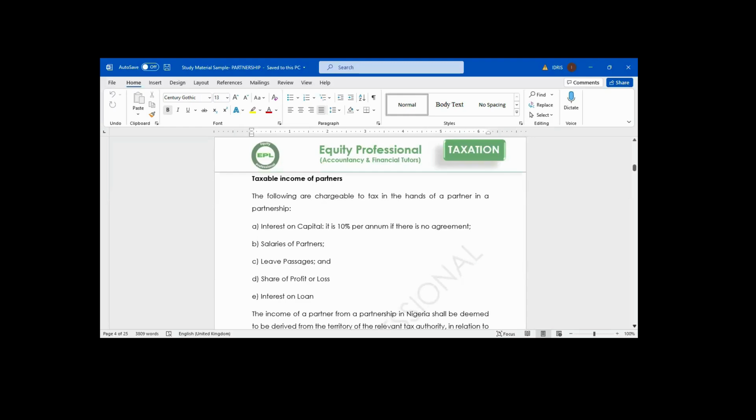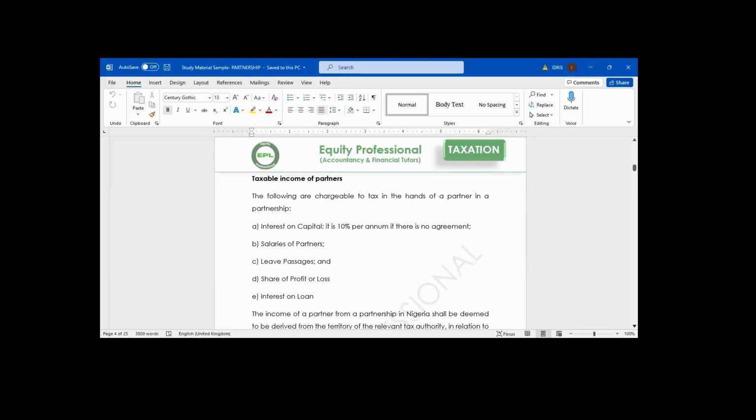Share of profit or loss. The share of profit or loss too is an income to the partner. After you have deducted all the expenses from the turnover of the partnership business, the remaining profit, you convert it to adjusted profit. That adjusted profit is going to be shared by the partners. It's an income to the partners.